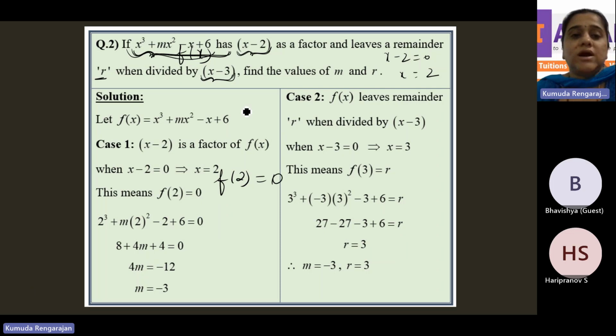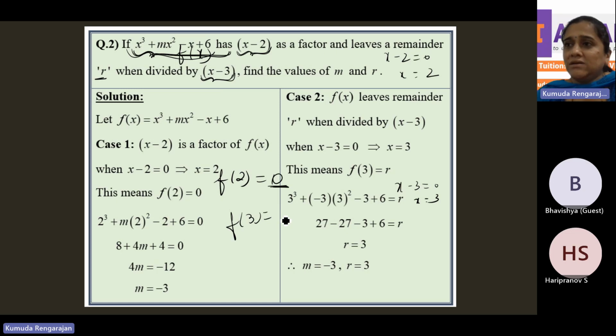All right, so I said there is one dividend, two divisors. One is a factor, the other is not a factor. So when you equate x minus 2 to 0, you get x is equal to 2. So f of 2 is equal to 0. This place is reserved for the remainder. F of 2 is 0. When you equate x minus 3 to 0, x is equal to 3. What is f of 3? What's the remainder? R. F of 3 is equal to r.